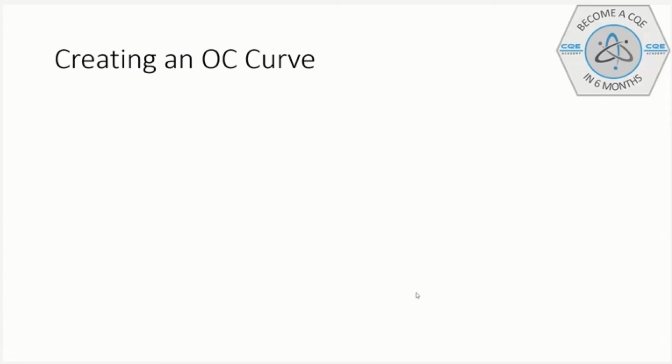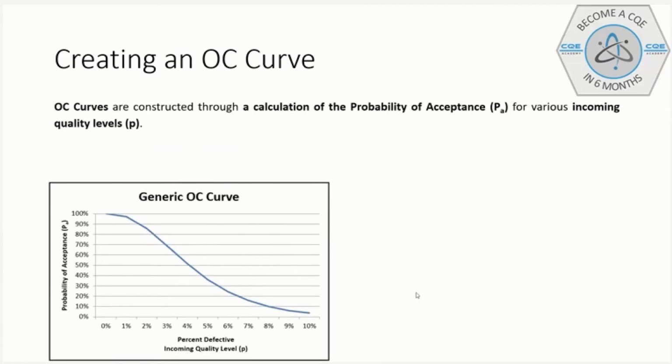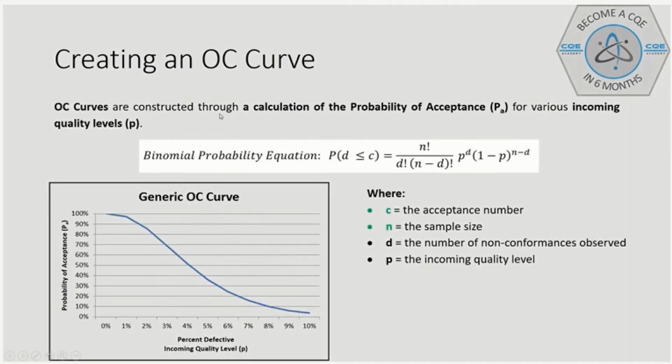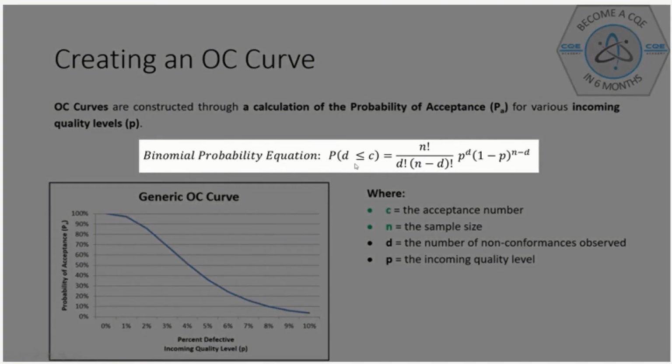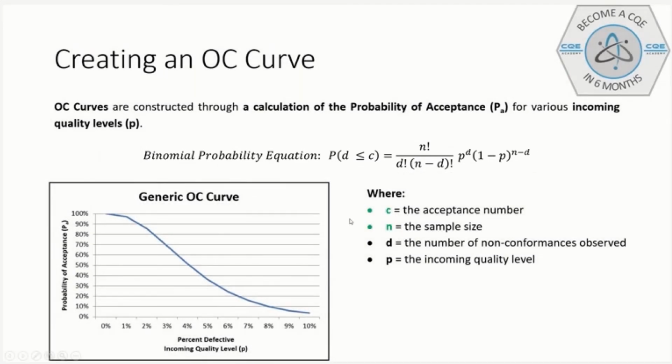So let's talk now about how to create an OC curve. Essentially what we do when we create this OC curve is we're calculating a probability of acceptance using various incoming quality levels, okay? And we do that using the binomial probability equation. There are four main parameters or variables in this equation. The first is the acceptance number.